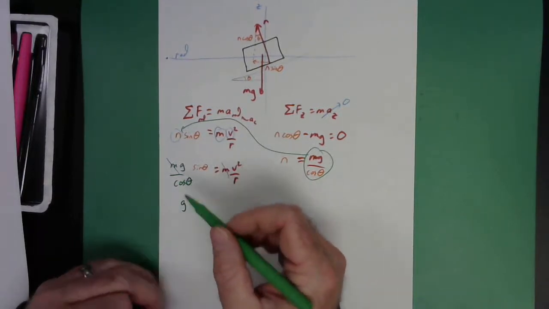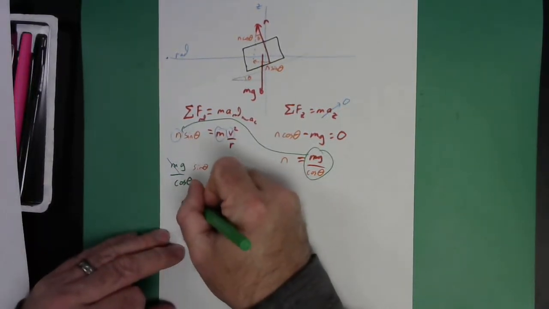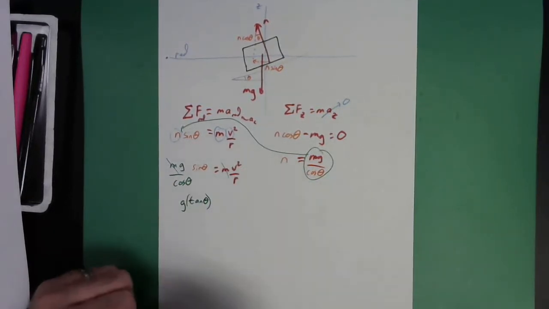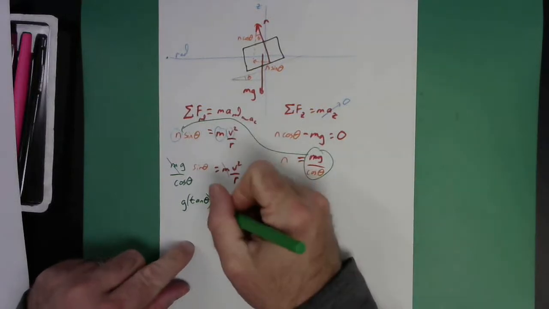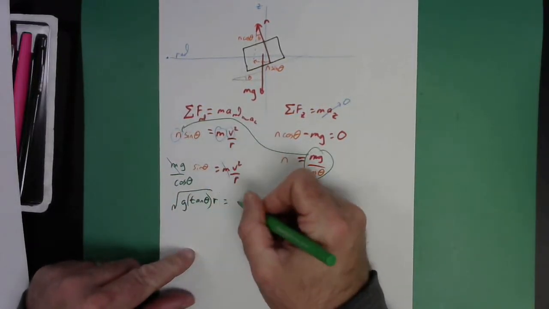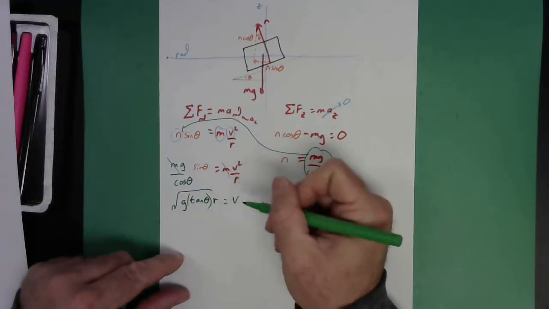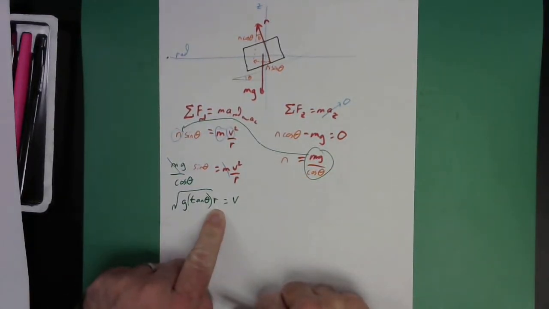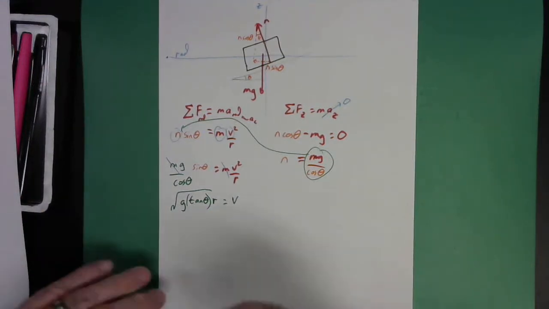Hey, by the way, what's sine over cosine? It's just going to be tan theta. And then I have that r that I moved over. And you say, hey, I take a square root, and that's going to be v. Ta-da! Okay, now do I know values? Yes, I know 9.8, 15 degrees, and a radius of 100 meters. I can solve.